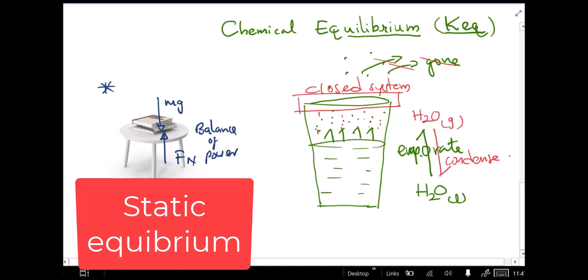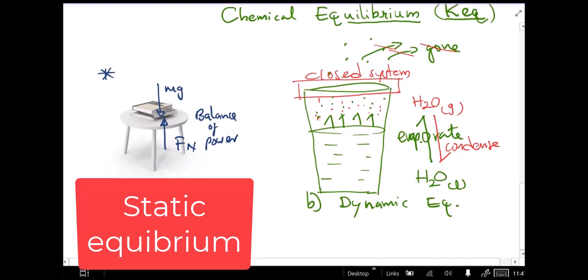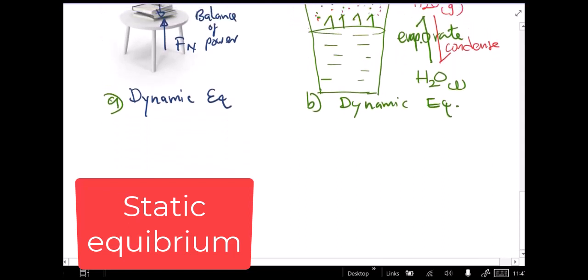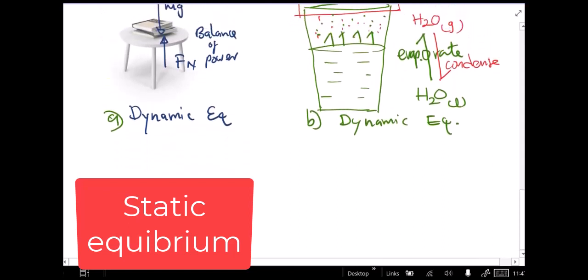So there are two reactions happening actually: endothermic evaporation and also exothermic condensation. Okay. Now this is called the dynamic equilibrium. That means there are always some water molecules going up to the gas phase, and some water molecules coming down to the liquid phase. So there's a dynamic happening. That's why it's called the dynamic chemical equilibrium, right?